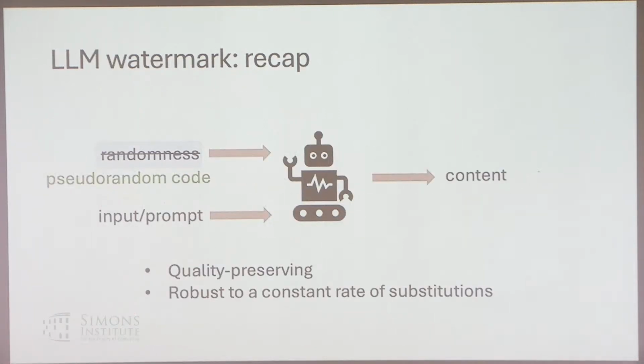Okay, so here we exactly replaced the randomness that the algorithm used with the pseudorandom code. And in this way, we were able to watermark the text in a way that was quality preserving, in that our watermark is undetectable. It's computationally indistinguishable from the original model. And also because our pseudorandom code is robust, our watermark is robust to a constant rate of substitutions.